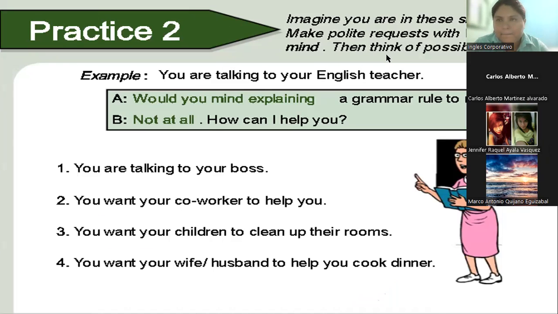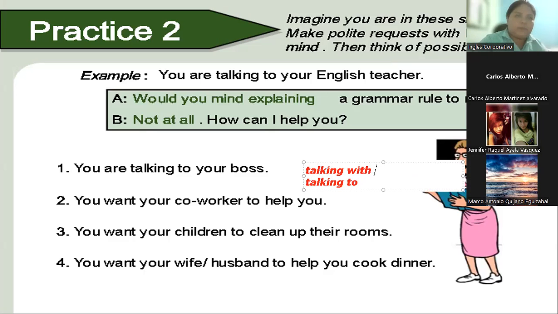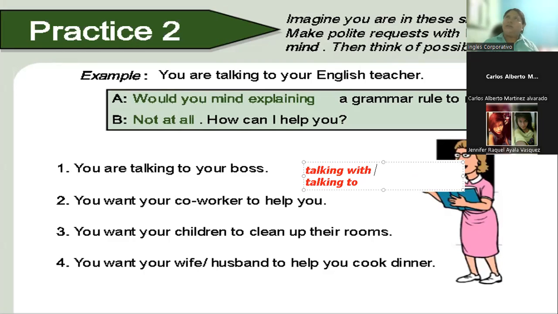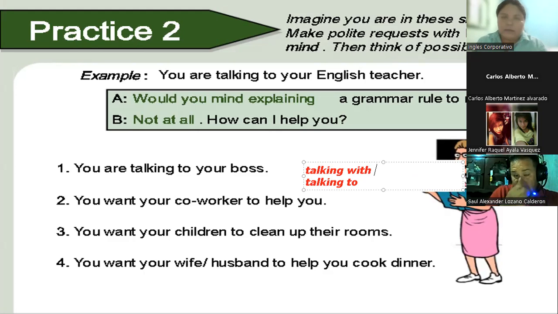Would you mind talking my boss? Talking? You can say talking with or talking to. Would you mind talking with my boss? So talking to is different. Talking to means that you are the speaker and the other person is a listener. But when you talk with someone, both of you are interacting, right? Okay, let's see. So what is the answer?